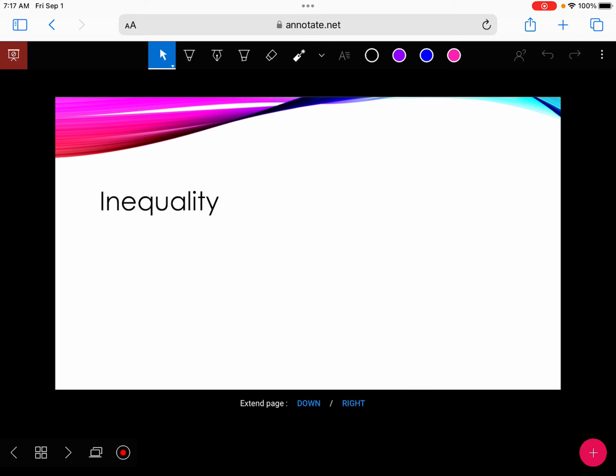Very, very much like a regular equation, except this uses one of those inequality symbols. We looked at them when we were doing some of that graphing stuff when we were shading. They use our less than or our greater than, less than or equal to, greater than or equal to, instead of an equal sign.